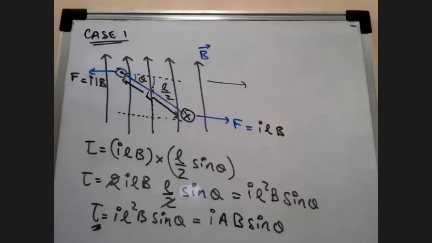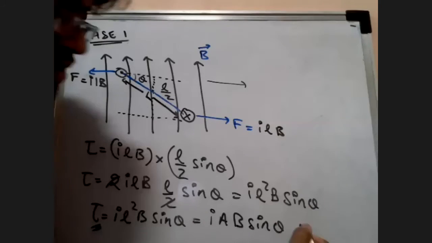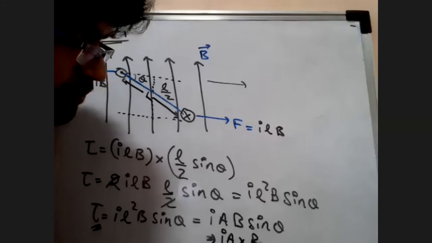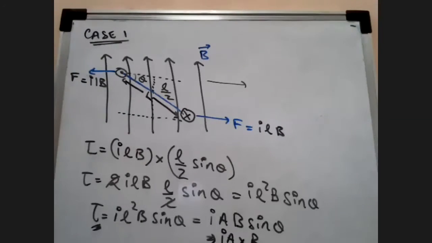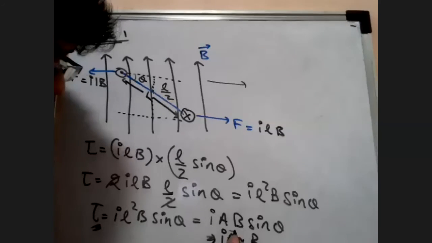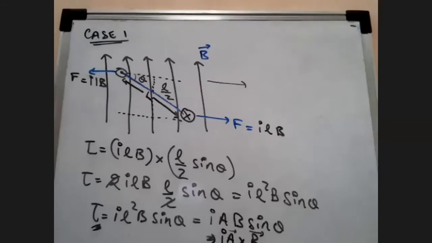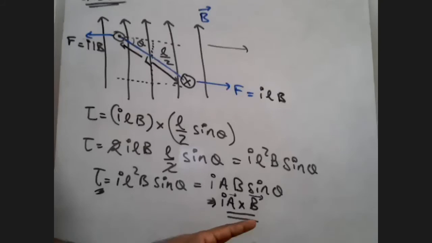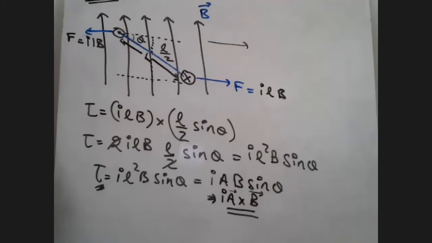But if I rearrange this term, students, I can say that it is going to be equal to IA cross B. Can I say that? IA cross B, where area also can be defined as a vector, and magnetic field also can be defined as a vector.